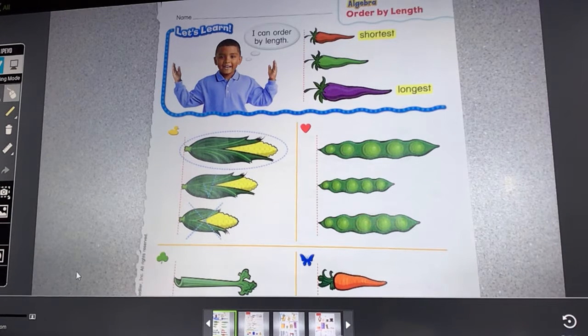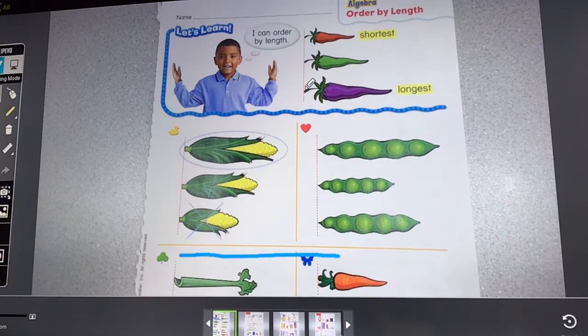So up there by our young boy, he says, I can order by length. The red pepper is the shortest, the purple one is the longest, and this green one is somewhere between them. It's not the shortest, it's not the longest, it's in between.